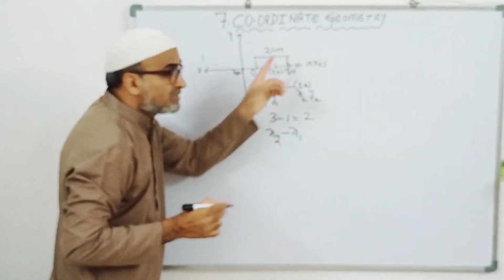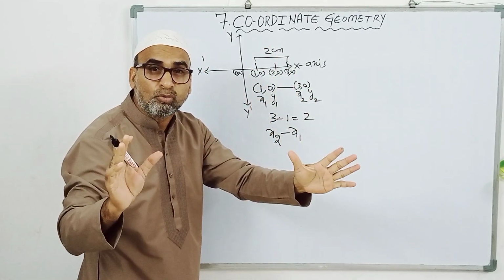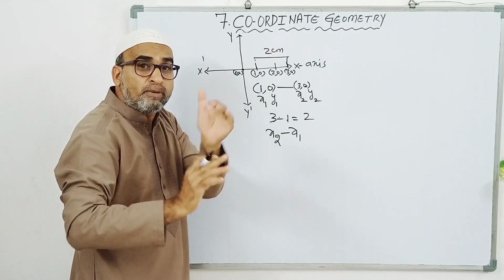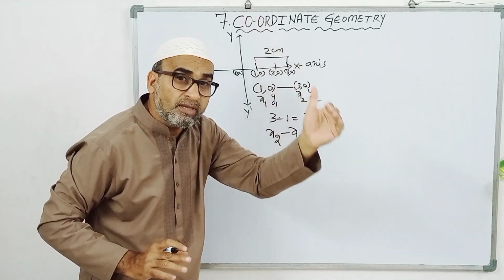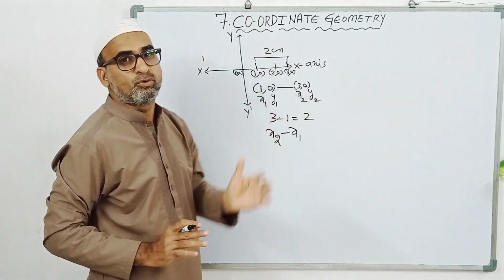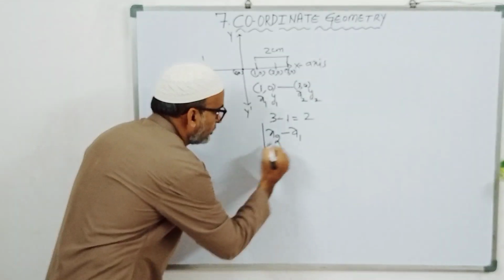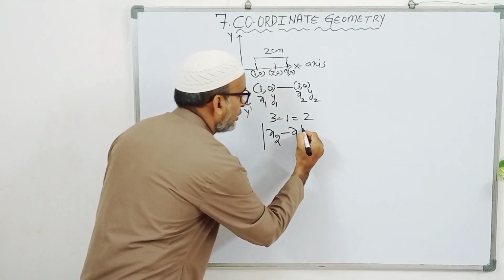This is what? Distance. Distance will always be positive. In maths, sometimes you may get a negative number, but distance will always be positive. So to show that distance is always positive, we write one symbol here. This is called modulus. Single bar bracket. Modulus.